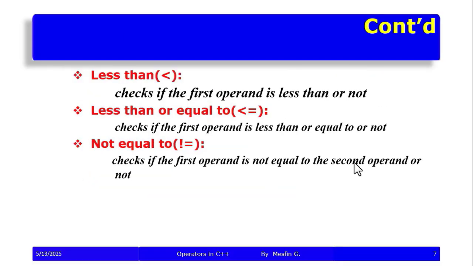Less than checks if the first operand is less than the second operand or not. If so, it returns a value 1, else it returns a value 0. Less than or equal to checks if the first operand is less than or equal to the second or not. If so, it returns a value 1, else it returns a value 0. Not equal to checks if the first operand is not equal to the second operand or not. If so, it returns a value 1, else it returns a value 0.